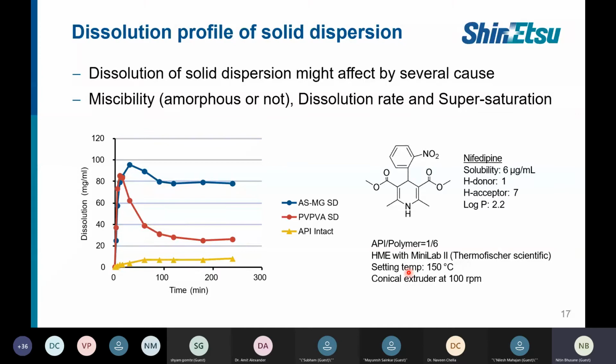In this case, what we had done, drug to polymer around 1:6 proportion, and we have evaluated two different polymers as a carrier, and plain drug. The yellow line directly indicates the API, which has very poor solubility. By using the PVP based, your solubility was increased, but it was not possible to maintain the supersaturation. After some time, your solubility dropped down. Whereas with the AQOAT HPMCAS solid dispersion, you could maintain the supersaturation after getting the solubility enhancement.